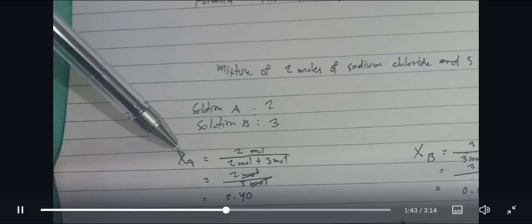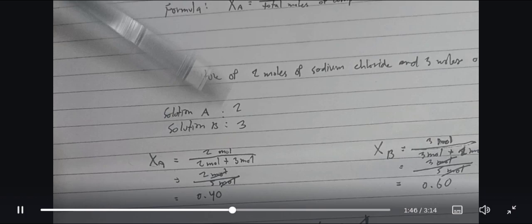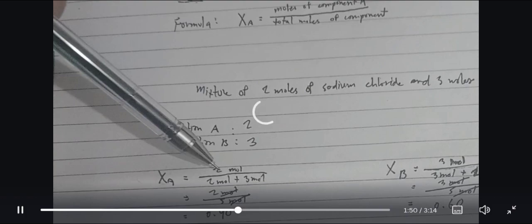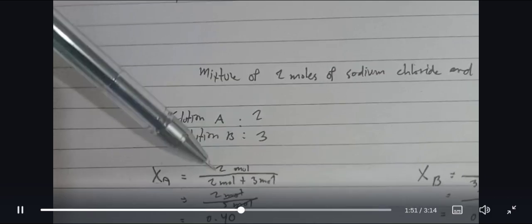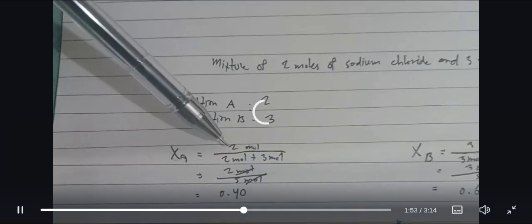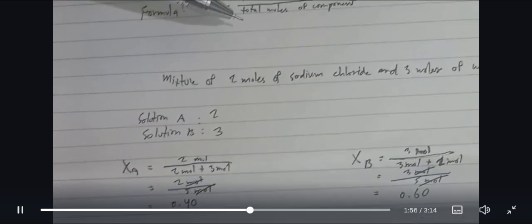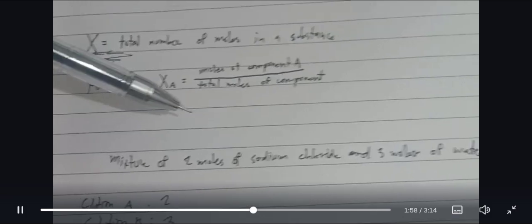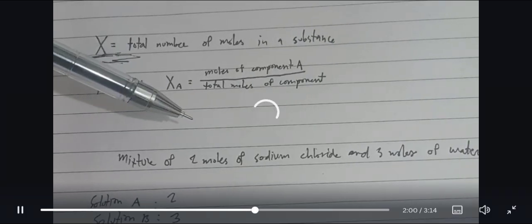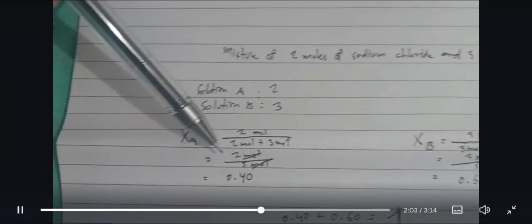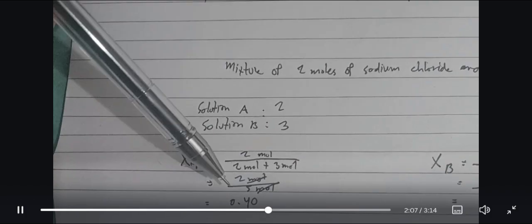Solution A is equal to 2 moles because it is sodium chloride, over 5 moles. 2 plus 3, which is 5, since we are adding the total moles of all of the components mentioned. So 2 plus 3 is equal to 5 moles. Which brings us to 2 moles divided by 5 moles.